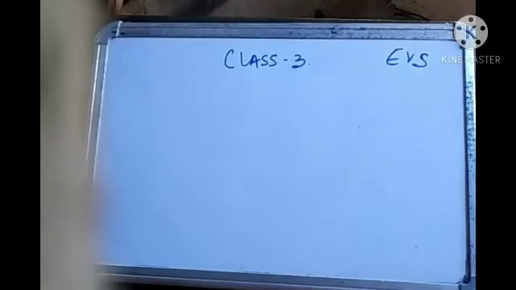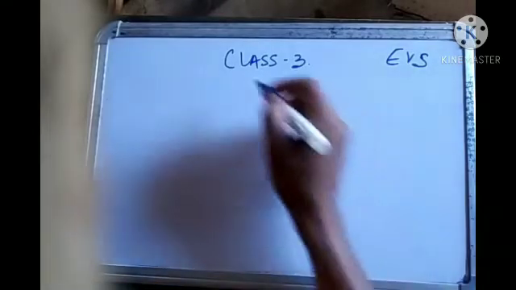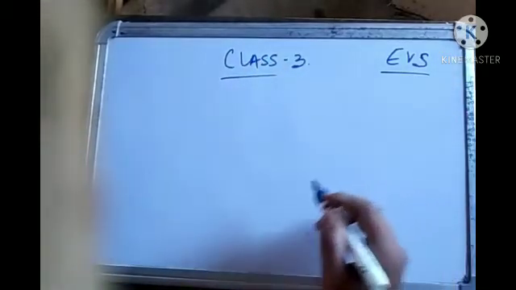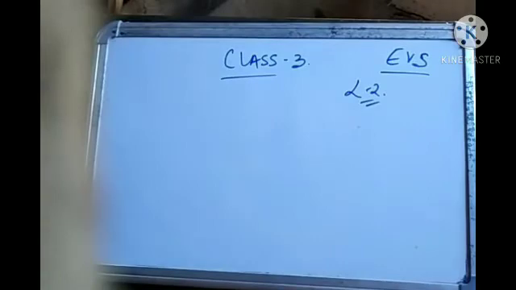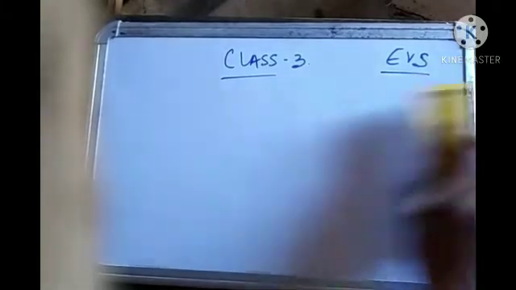So today I'm going to teach environmental science of class 3. This lecture is the continuation of lesson number 2. We have already started lesson number 2 and we have discussed the introduction and visual disability in the previous class. Today we are going to discuss the remaining 3 topics, that is hearing disability, differently able people, and how you can help.